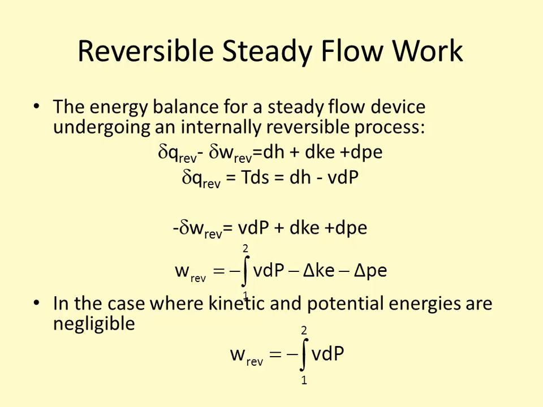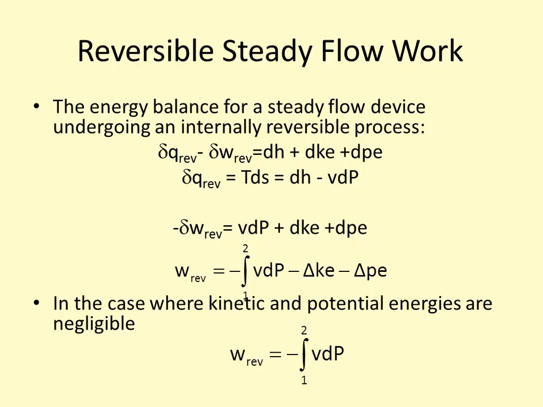If you recall, for a steady flow device, this is the energy balance equation in differential form: del Q reversible in minus del W reversible out is equal to dH plus the change in kinetic energy plus the change in potential energy. We also derived previously that the heat term is equal to TdS, the temperature times the differential change in entropy. And from the Gibbs equation, we found that it was equal to dH minus VdP. So we're simply going to take this out of the equation and replace it with this equation.